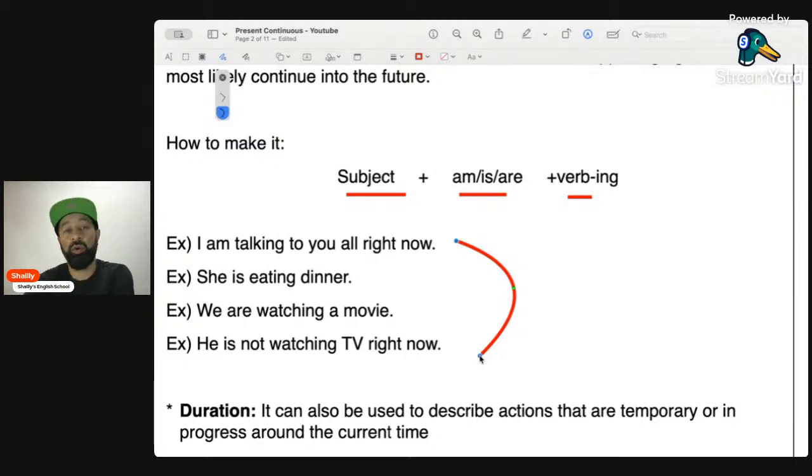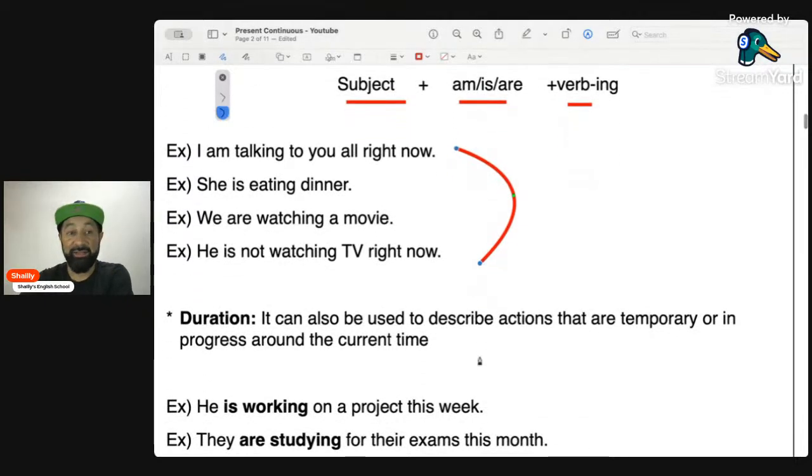We are watching a movie. That means right now we are watching a movie. Maybe we are in the movie theater. Maybe we're at home watching something on Netflix or on Amazon Prime or Disney.